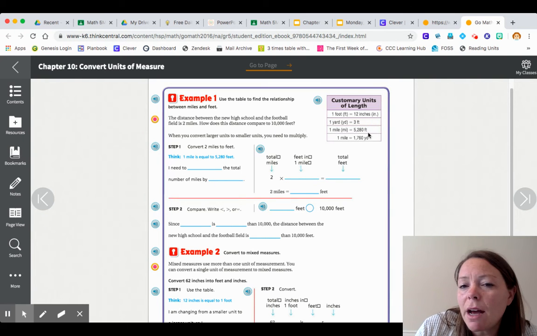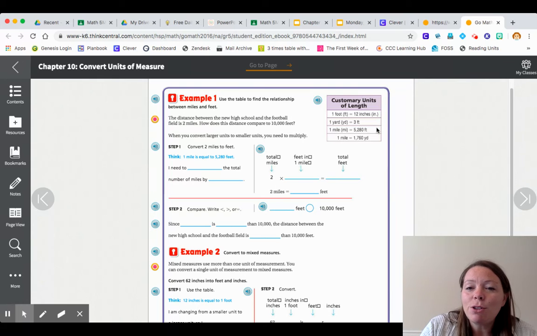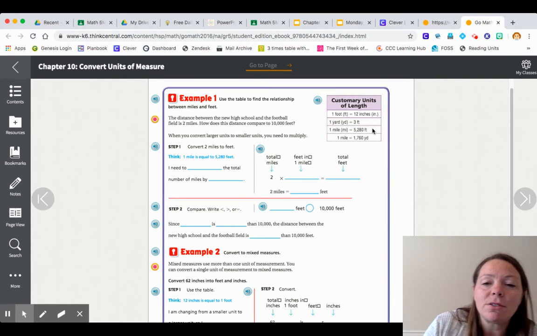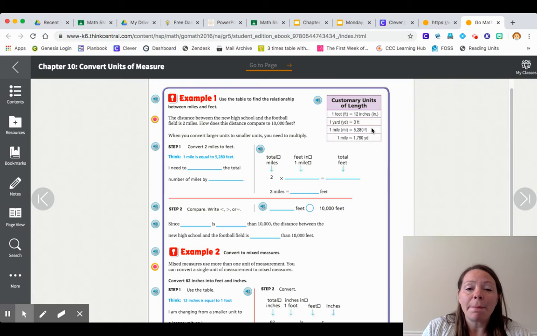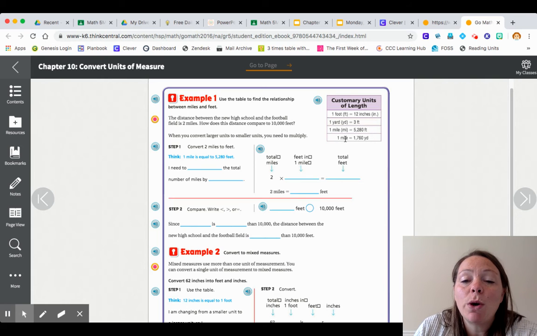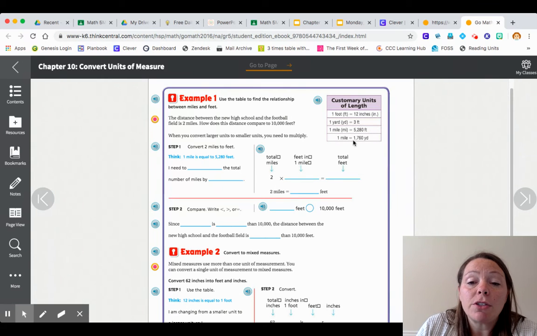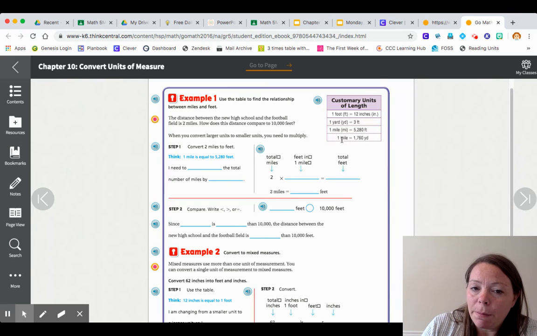Some of you may not remember that there are 5,280 feet in 1 mile. Okay, so some of you told me that you biked some miles over spring break. Some of you told me that you ran some miles over spring break. Maybe go ahead and try and figure out how many feet you actually ran or biked. And then we also have a conversion for miles to yards. So there are 1,760 yards in a mile. So we're going to go ahead and find out how to convert them.